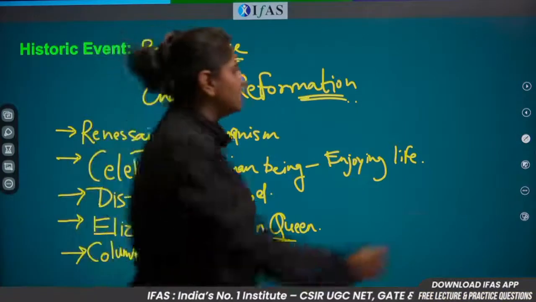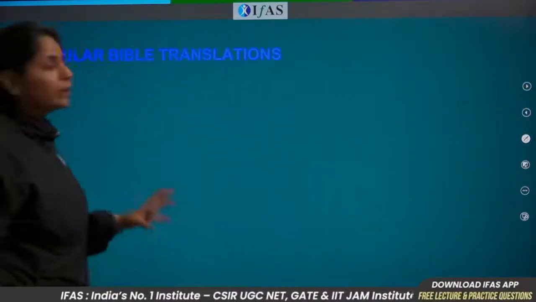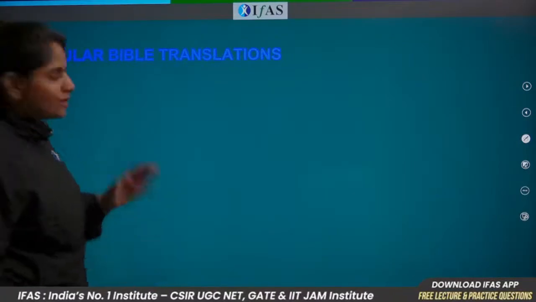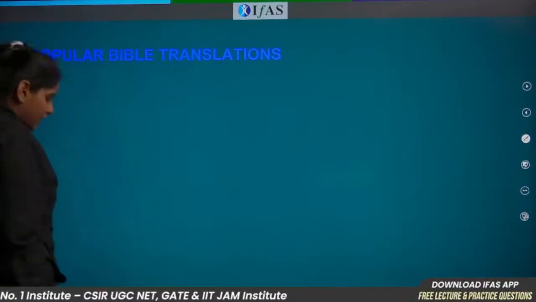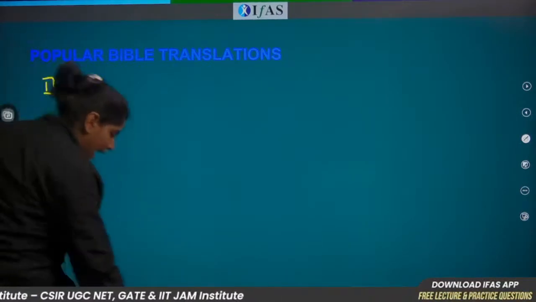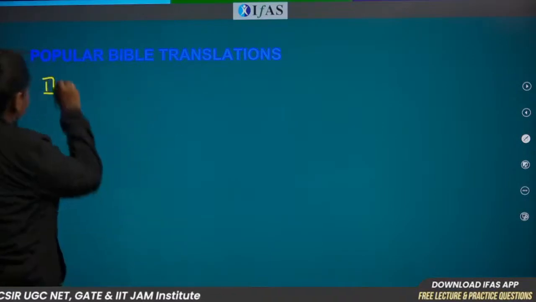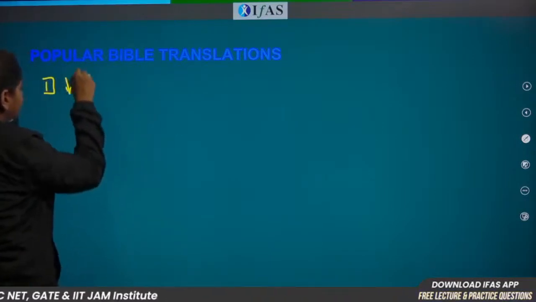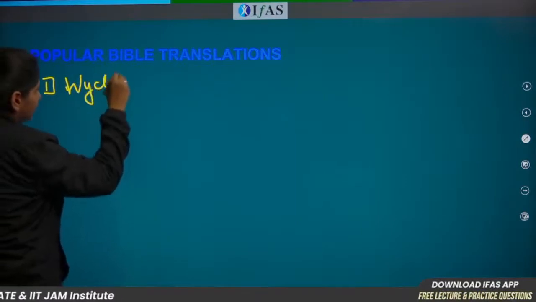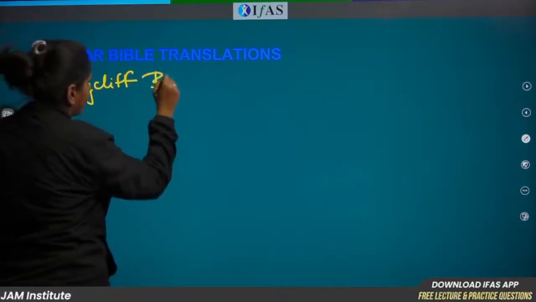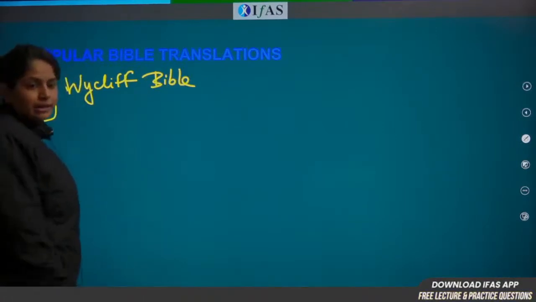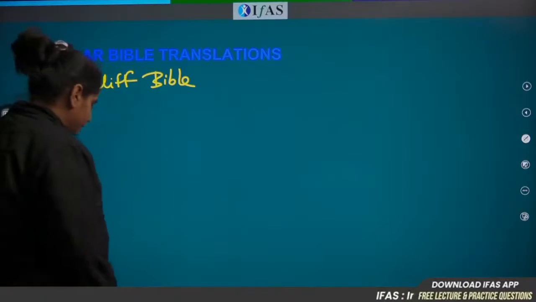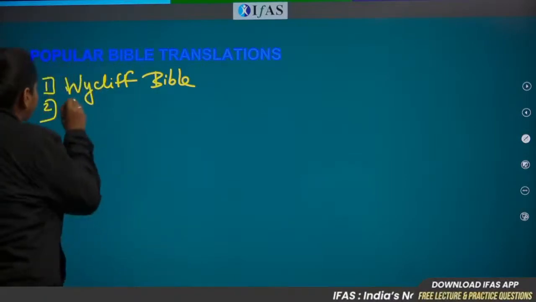Now we are going to talk about some of the popular Bible translations. Okay, so these are some of the Bible translations which are famous from that age. The first one is called the Wycliffe Bible, which we have already studied about. Okay, first one is Wycliffe Bible. Which one is the second? You can also contribute in this. You can also tell it to me if you know some.